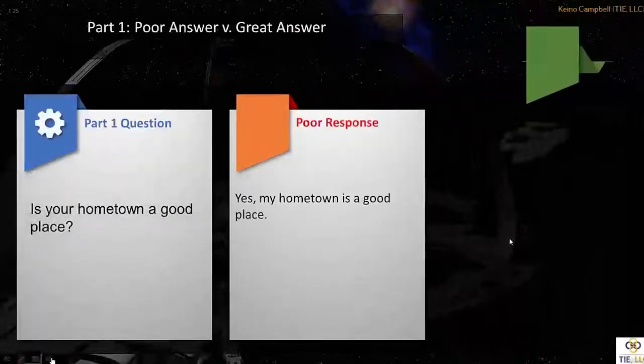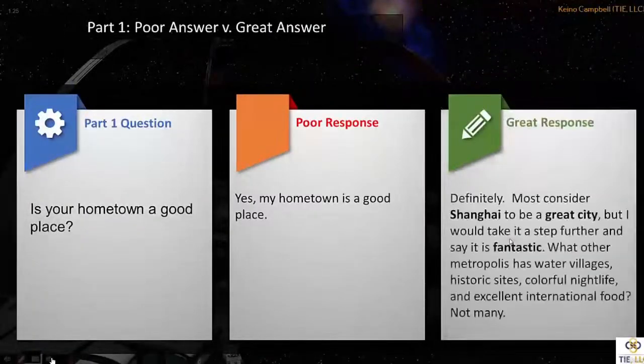Now, let's look at a poor answer versus a great answer. Is your hometown a good place? Poor response. Yes, my hometown is a good place. Now, that's probably going to be funny, and you might be laughing at that. But I've talked to a lot of students, and they answer this way, and then I check them on it.